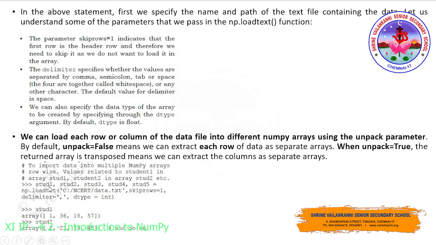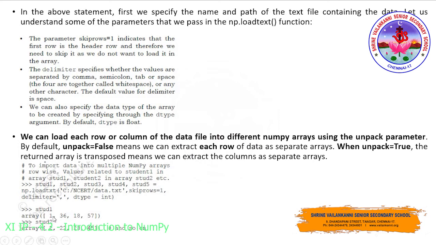Clear? So see this example. However many rows we have created, that many variables we have to create here. So totally 5 variables they have given here, student1 till student5. And for that, what they have done, np.loadtxt of the path. I have to provide the path here within the quotes. Again, skiprows equal to 1, delimiter equal to comma, and dtype equal to int. And the unpack parameter has not been provided, which means by default it will be considered as false, and it will extract each and every row of the array.